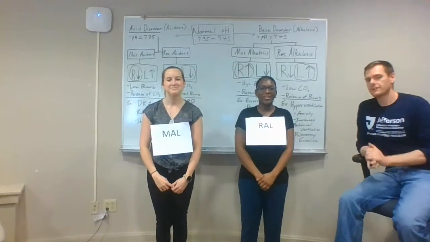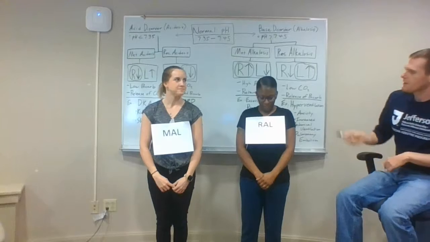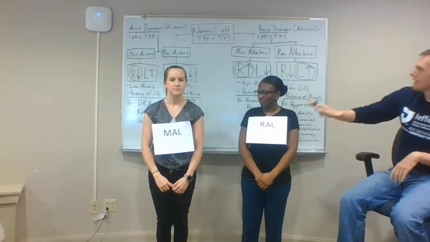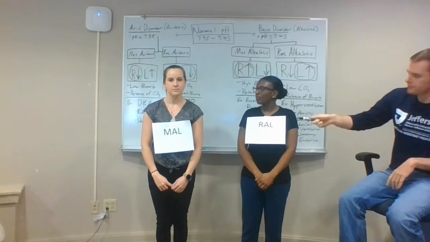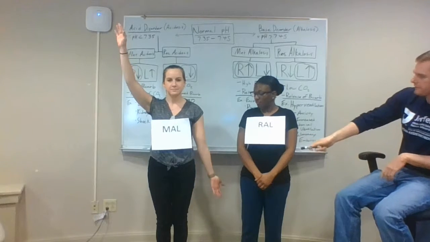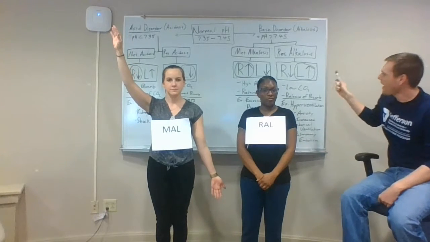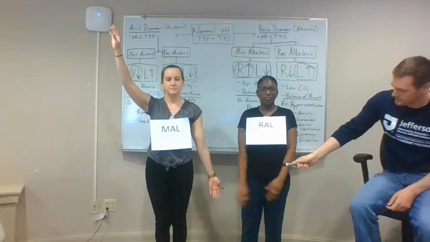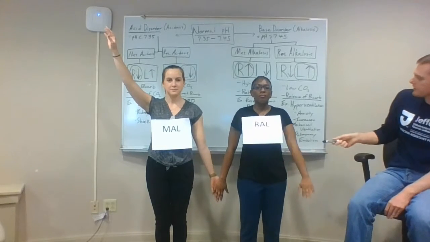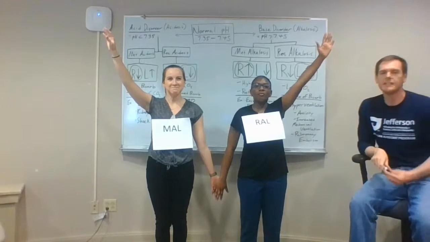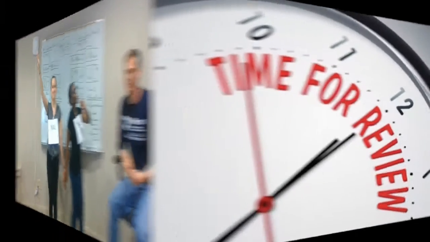So when you think of alkalosis, I want you to think of the letter V. Whereas in metabolic alkalosis, you would have high renal function with low pulmonary function, as opposed to respiratory alkalosis, where you would have low renal function with high pulmonary function. So think of the letter V when you think of alkalosis.